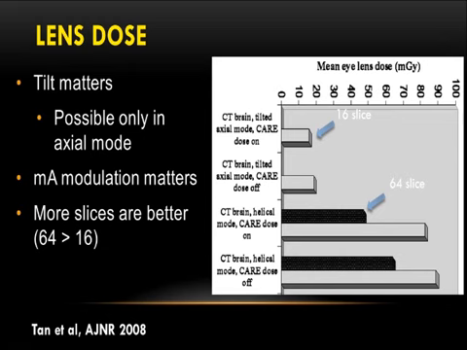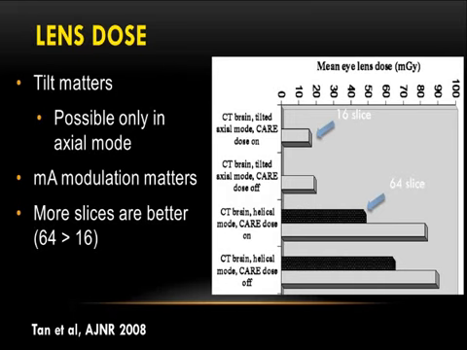The other take-home point here is that mA modulation matters. So when you go from here to here, there's a dose. This is with the dose modulation off, and this is with it on, and you can reduce the dose. Same thing over here. When the tube current modulation is off, and when you turn it on, the dose comes down on both 16 and 64 slice scanners. And the third thing that is also shown here is that 64 slice scanners do better than 16 slice scanners.